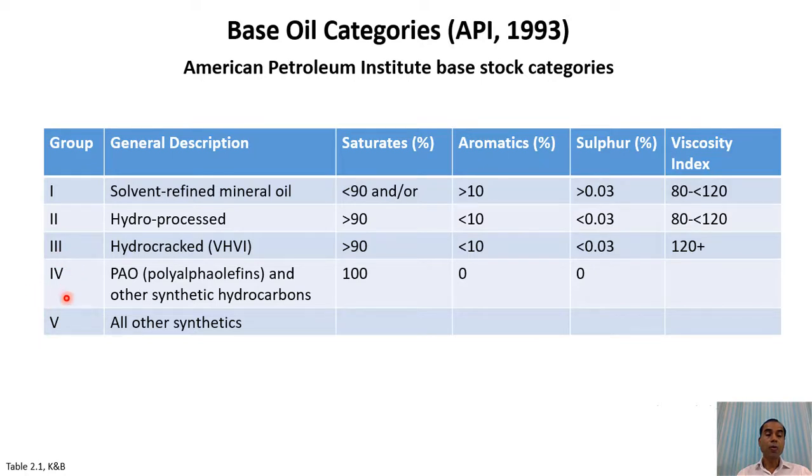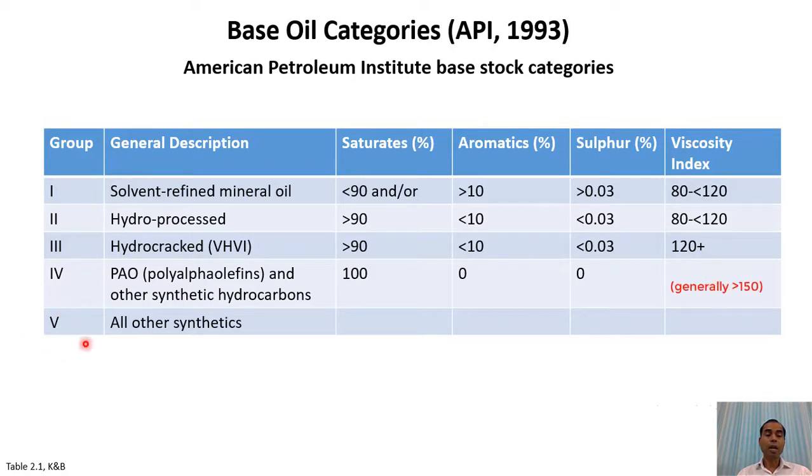So group 4 are the synthetic oils which are hydrocarbon in nature. That means their molecules are basically hydrocarbons, but they have been produced synthetically through a synthetic process in a chemical plant. They have 100% saturates and aromatic components are 0, and sulfur also can be 0. The viscosity index will be much higher than 120.